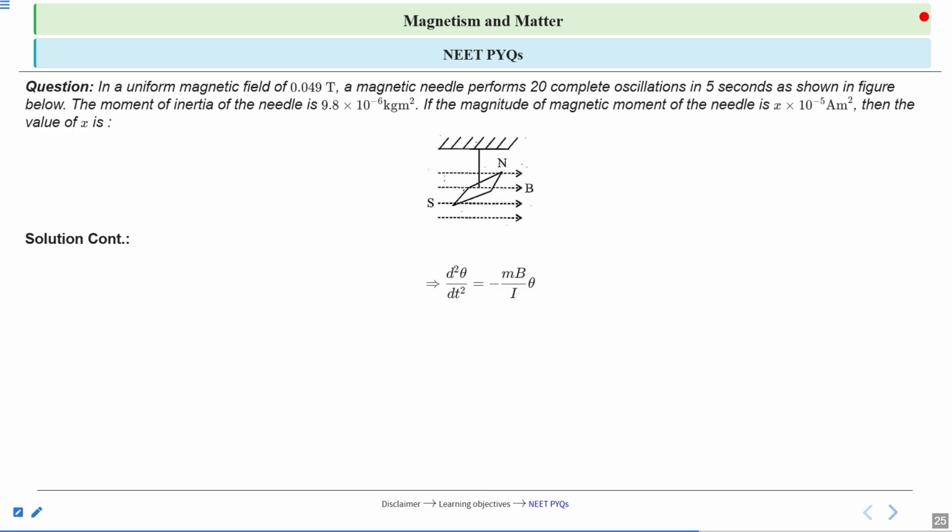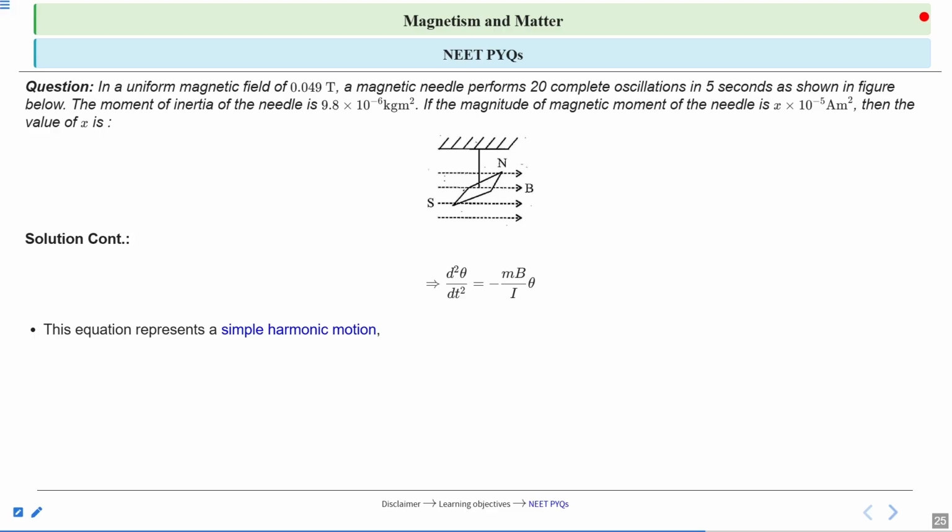So you don't have to remember this derivation. It is only for your understanding purpose. You only have to remember the final expression of the time period, which is not given in the NCERT. That's why we are deriving it. So d square theta upon dt square is equal to minus mB upon I theta. This concept is in the NCERT, but the direct formula is not given. That's why we are deriving it.